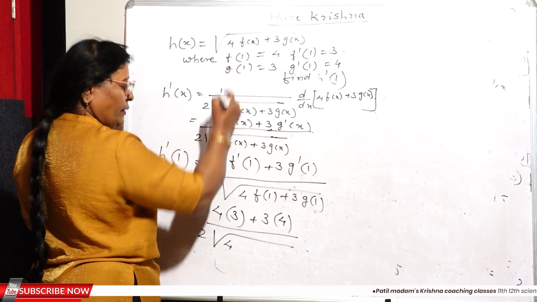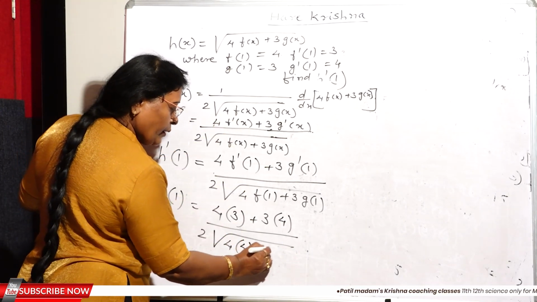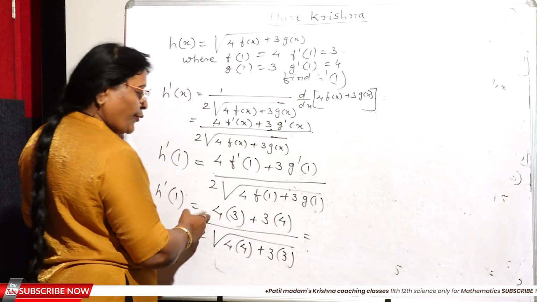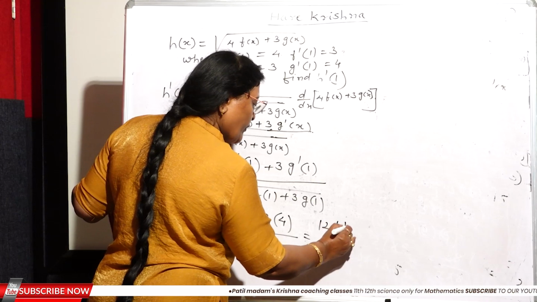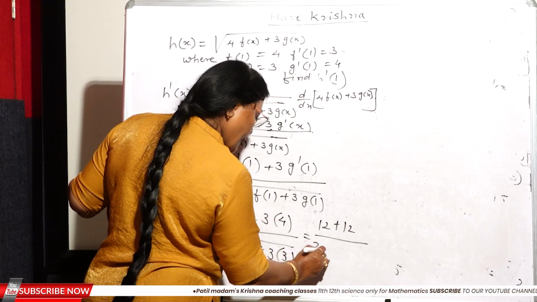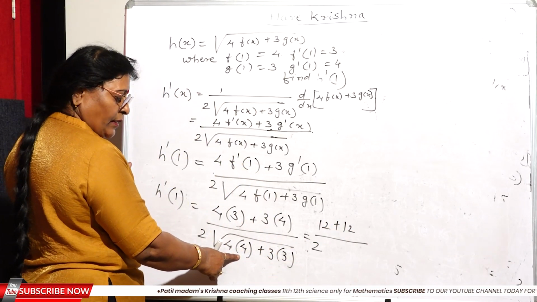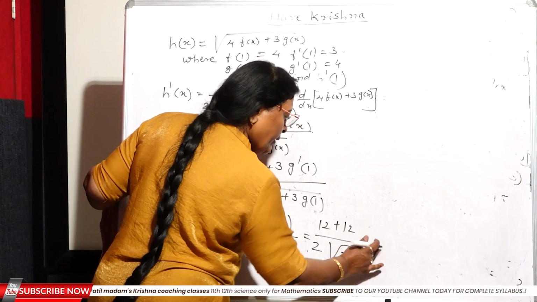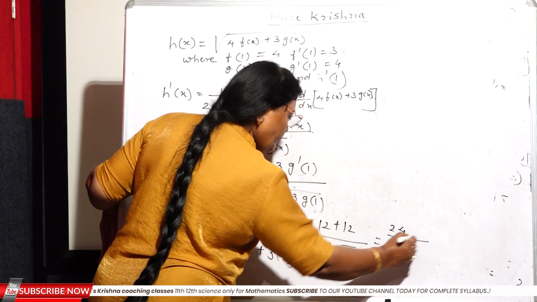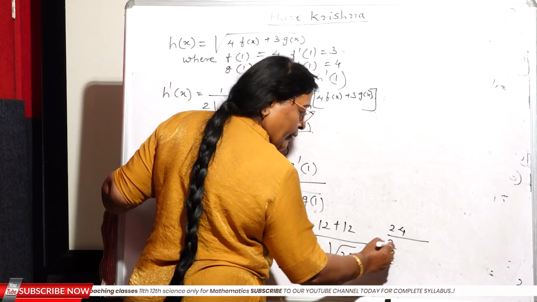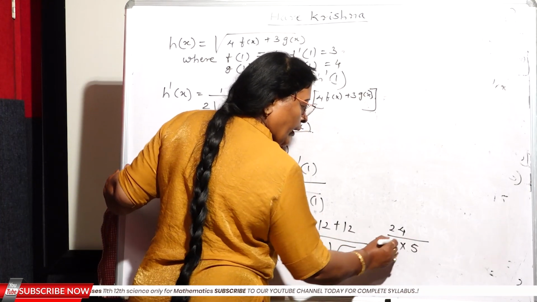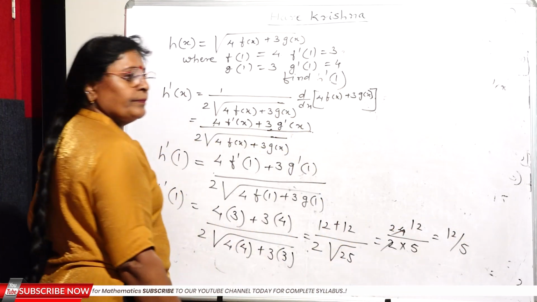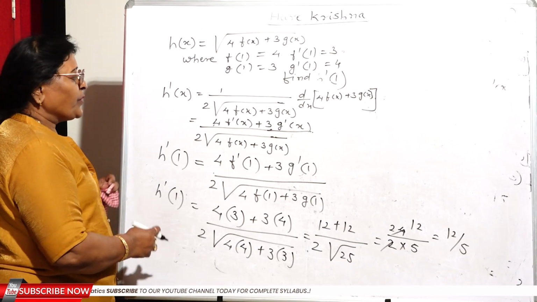What is f of 1? That is equal to 4. What is g of 1? 3. Right? Again 4 3s are 12. Here 2 remains as it is. 4 4s are 16. 16 plus 9, that is equal to 25. Again, this is 24. And here, the root of 25 is 5. 2 12s are 24, so you have got 12 divided by 5. Right? This is about the third example.